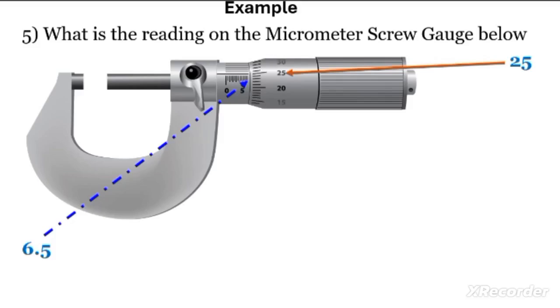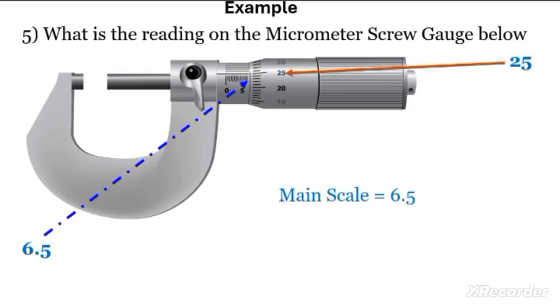Now let us add these numbers. So to add these numbers, we are going to start with the main scale. Do we have the main scale? Yes, we have the main scale, which is 6.5. So we are going to say the main scale is 6.5 millimeters. Do we have the circular scale or thimble scale? Yes, we have the thimble scale or circular scale, which is 25, so to say.